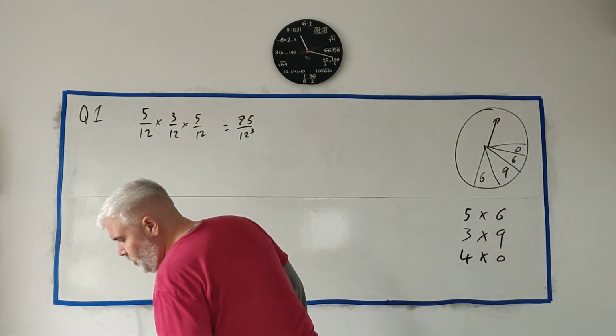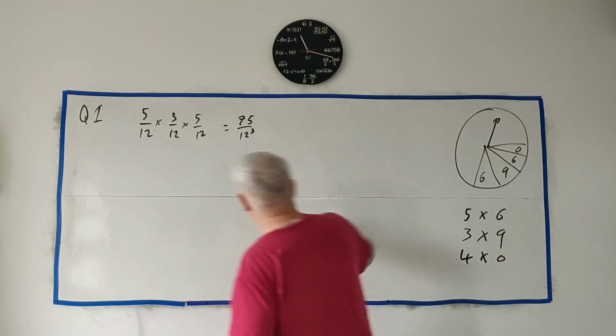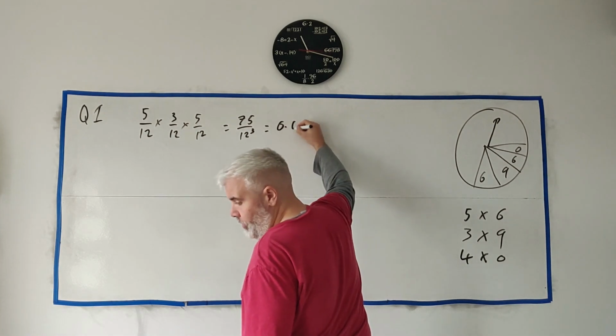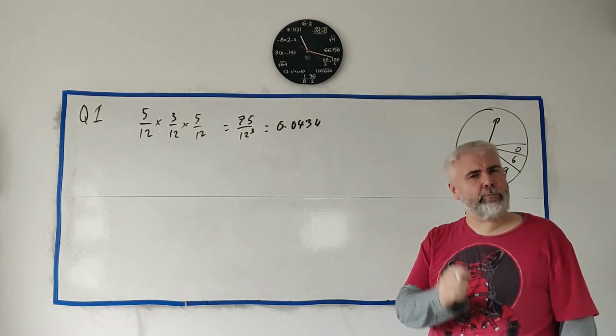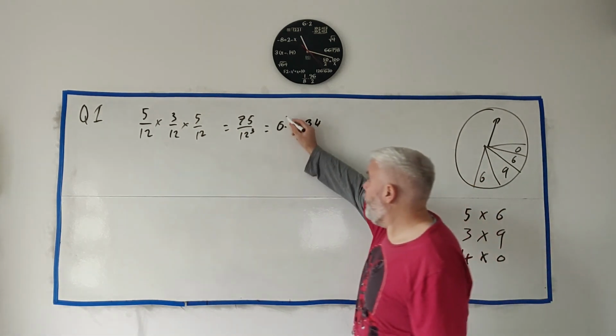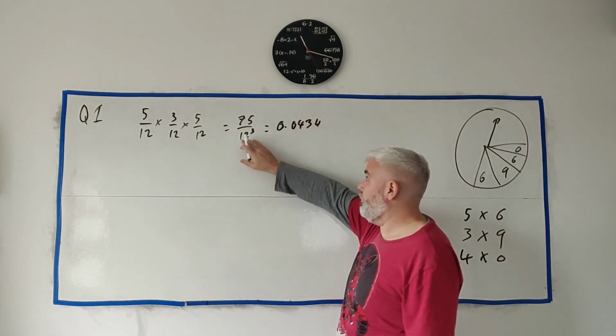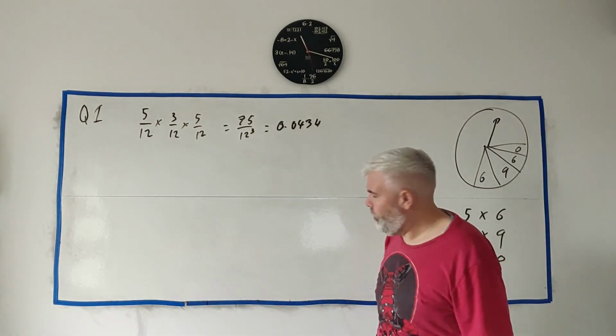And that works out, 4 decimal places they want. That works out to be 0.0434. That's the probability. If they ask for a percentage, you multiply that by 100. If they ask for a fraction, your calculator should do that out for you.